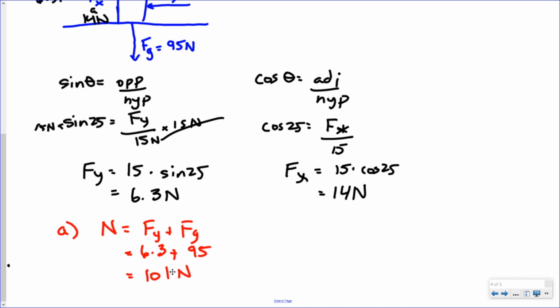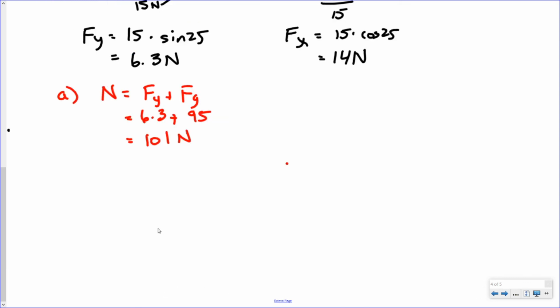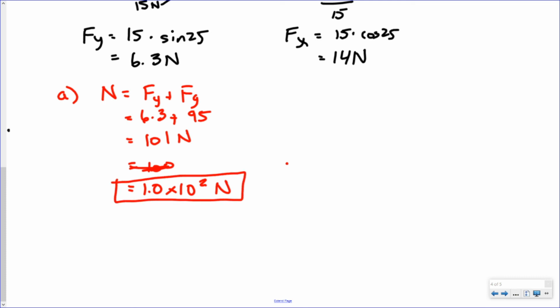We should look at significant digits here. We should probably only have 2, so that would be 100. This one's significant, this one's not. How do we show that? Let's use scientific notation. So this would be 1.0 times 10 to the power of 2 newtons. That's our normal force here. And because we're talking about a force, we should say that this is up. We should give direction.